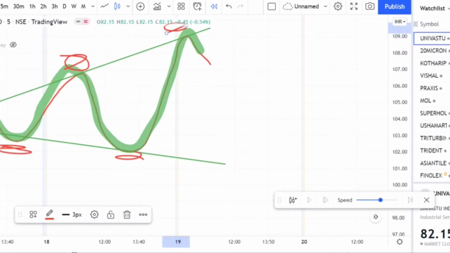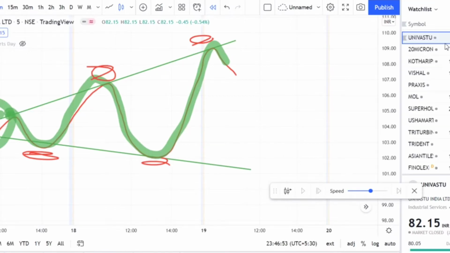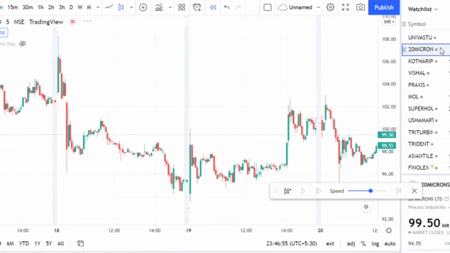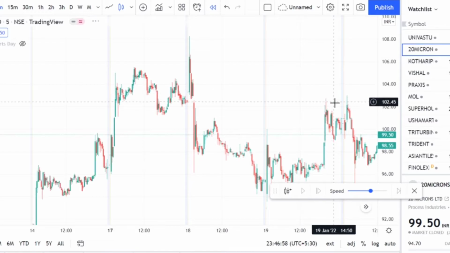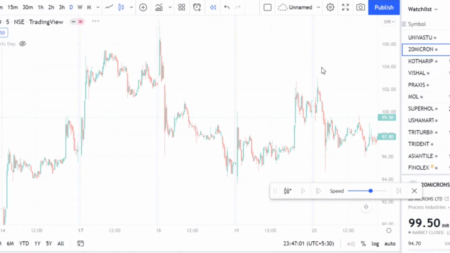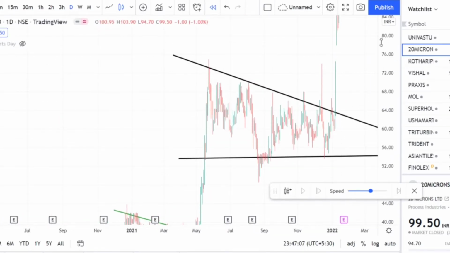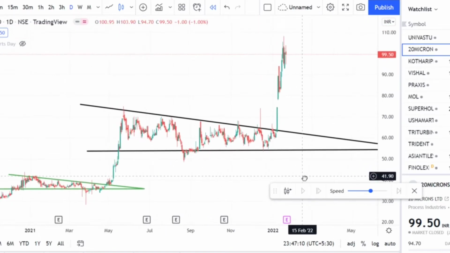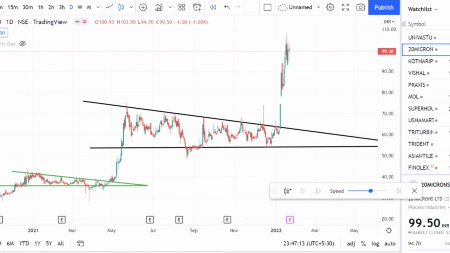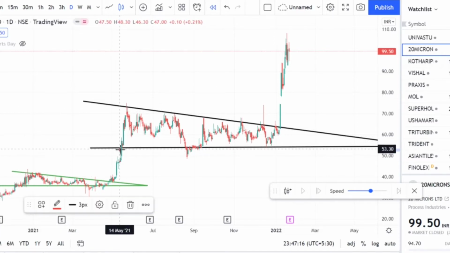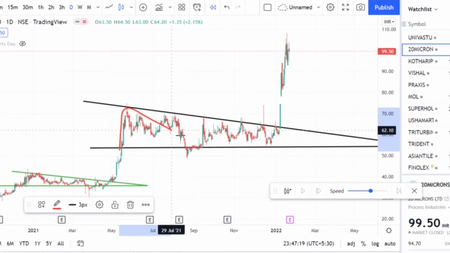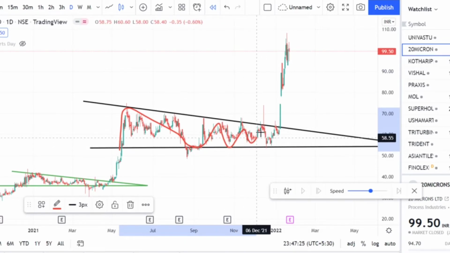So the first pattern that I would be showing you is of this Omicron. Okay, let me zoom out a little bit, right? See if you could see how the price movement is in this pattern. It gets to its resistance and then comes back to its support, resistance, support, resistance, support, resistance, support, and then gives a breakout.